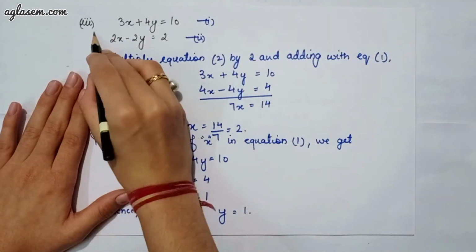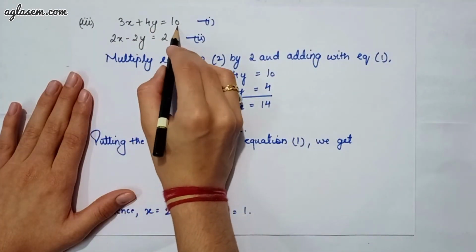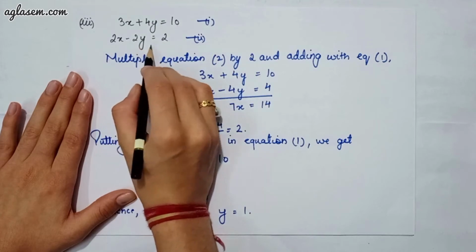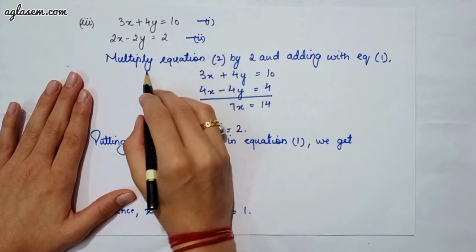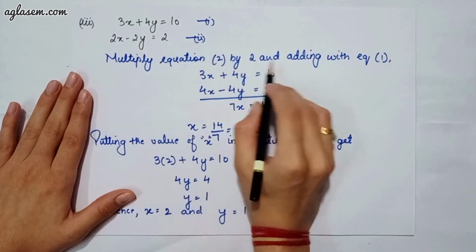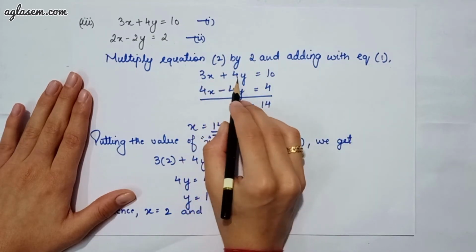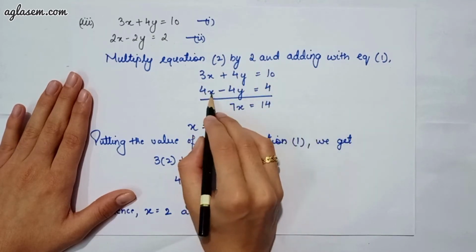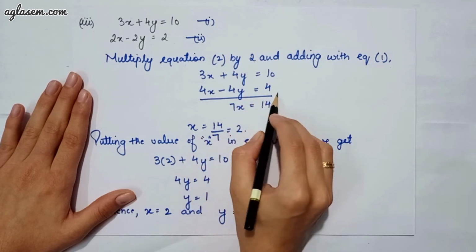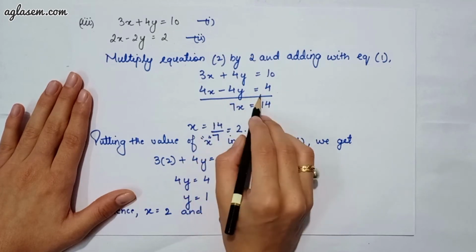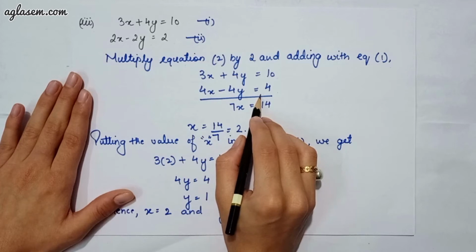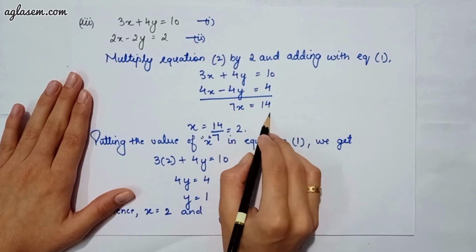Third part says 3x plus 4y is equal to 10 and 2x minus 2y is equal to 2. Again we have to multiply equation 2 by 2 and add it with equation 1. So here we will get 3x plus 4y equals 10 and 4x minus 4y is equal to 4. Now we don't have to change the sign because we have to add the equations. We will get 7x is equal to 14.